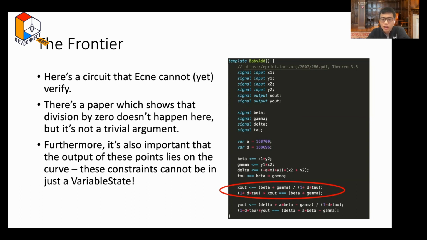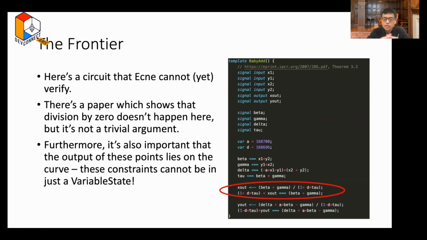And initially, I thought this was going to be a real problem. It turns out it wasn't, though, because there's this paper that shows that 1 plus d times tau can never be 0. It's theorem 3.3 in that paper linked. But this is a very, very non-trivial argument, so Ecne wasn't able to come up with it, but that's kind of expected anyways.